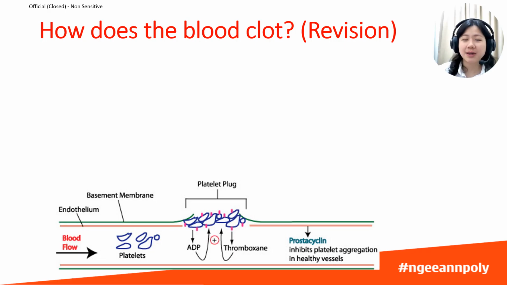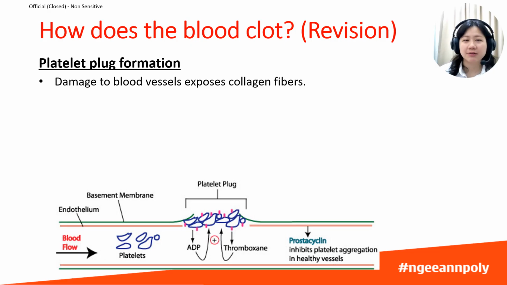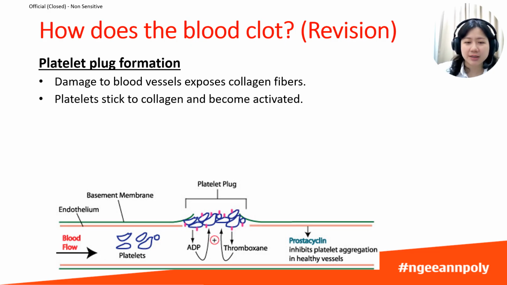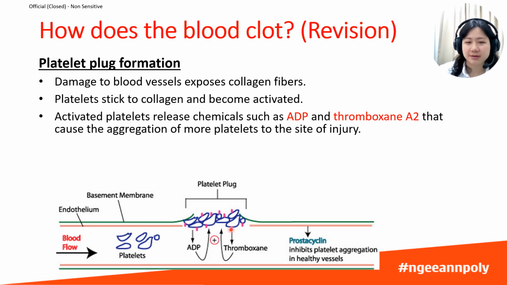Now, how does the platelet plaque form? When blood vessels are damaged, collagen fibers are exposed. The platelets, which are circulating in the blood, would then stick to the collagen and become activated. These activated platelets would then release chemicals such as ADP and thromboxane A2 that would cause the aggregation of more platelets to the site of injury. A platelet plaque is then formed at the damaged site.